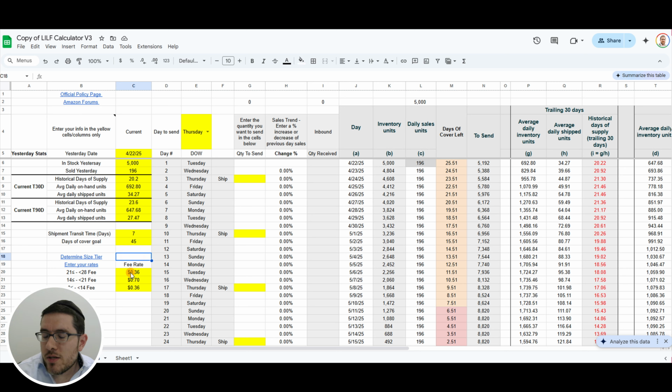And then the last piece of information here is for you to put in what category your product falls in, based on the size tiers and the weight. So you could put in the fees that Amazon will charge you, and there's a link here to figure out your size tier, and then a link to see the actual rates.